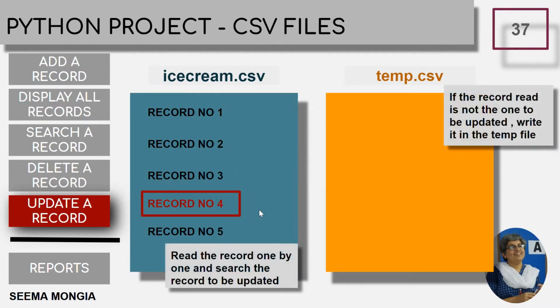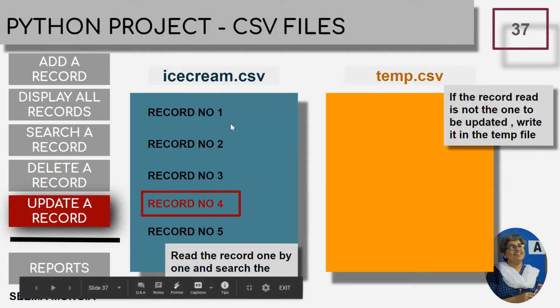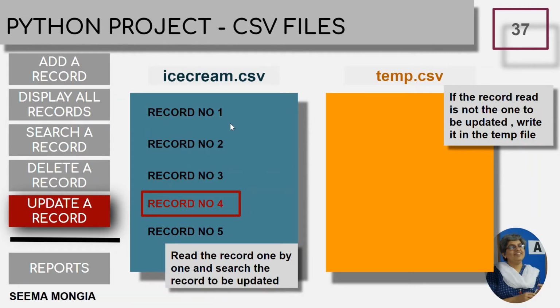For example, read these records one by one, and keep searching for the record which you want to update. And if the record is not matching with the criteria which is to be updated, then write it in the temporary file. So because record number 1 is not matching, I will write it down in the temporary file, reading from icecream.csv and writing onto the temporary.csv. Then record number 2, reading from icecream.csv and written on temp.csv. Similarly, record number 3.